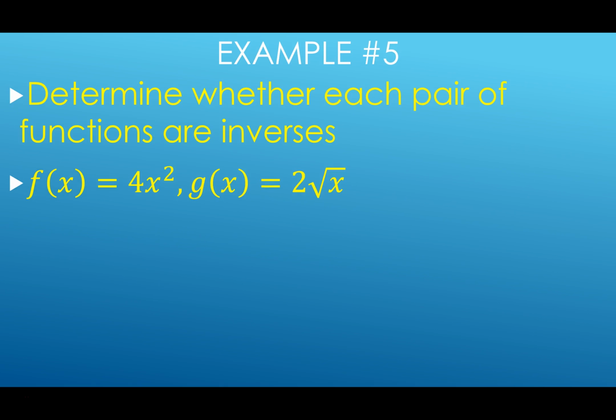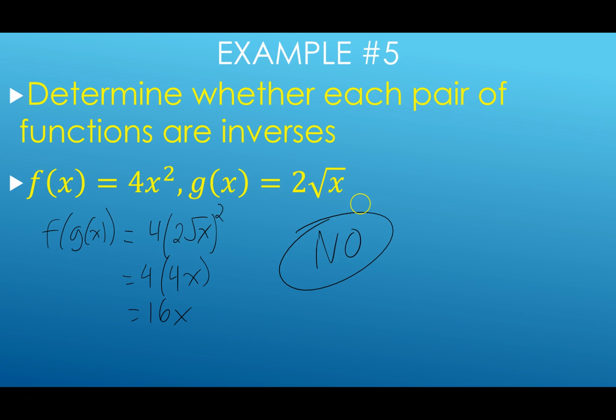So we have f of x equals 4x squared and g of x equals 2 square root of x. So if we're doing f of g, it'll be 4 times 2 square root of x squared. Well, we get 4 times 4x, which is 16x, and no. It's not exactly x. There can't be a number in front of it. It can't be negative x either. That's a common misconception. It's getting negative x. Like, all right, that's fine. No, it's got to be positive x. There can't be anything else.